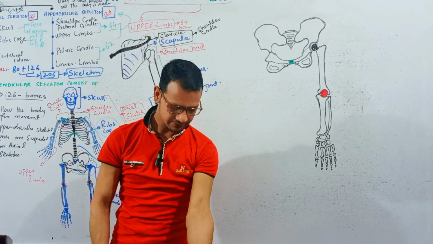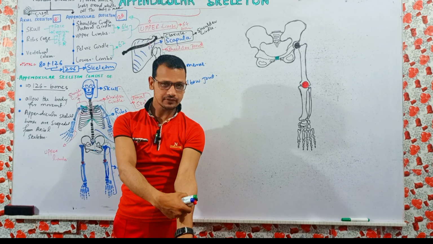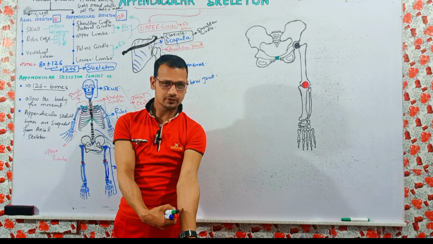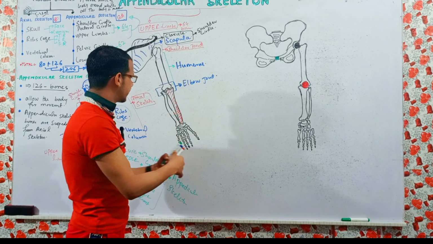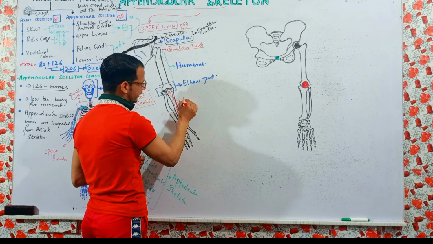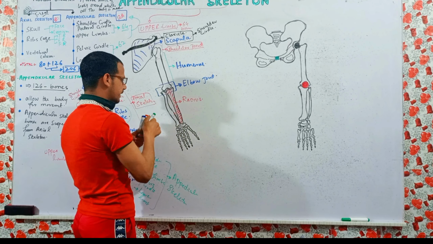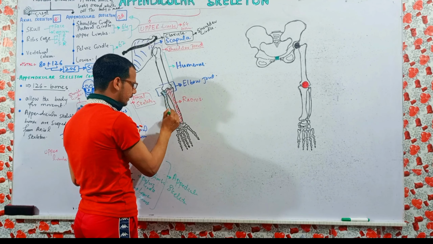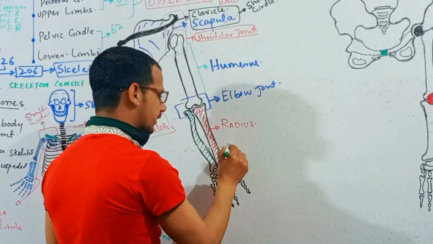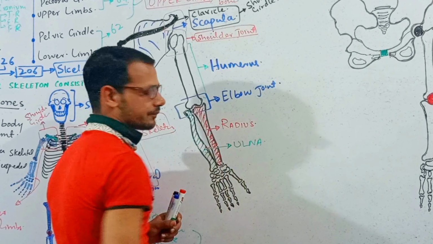For example, this is my left hand and this is the humerus. This lateral side bone is radius, and this medial side bone is called the ulna. So I am shading here this bone in red color. This red color bone is called radius, and I am shading this bone in green color. This green bone, which is on the medial side, is called ulna, right?